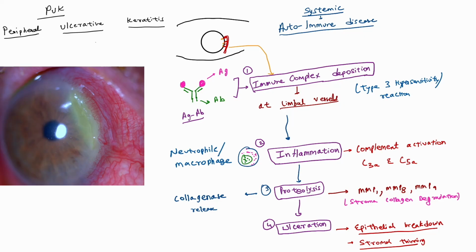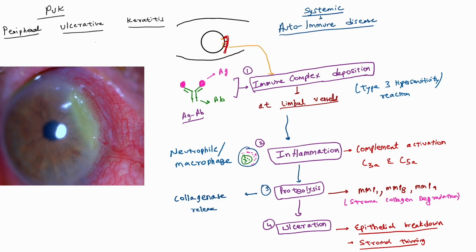Okay, so PUK is fundamentally a type 3 hypersensitivity reaction. Here is what happens. Step 1, in a patient with underlying systemic autoimmune disease, an antigen antibody complex is formed and circulates in the blood. This immune complex gets deposited in the limbal blood vessel. Why limbus? Because the peripheral cornea has a rich vascular supply, making it the first point of immune complex deposition.